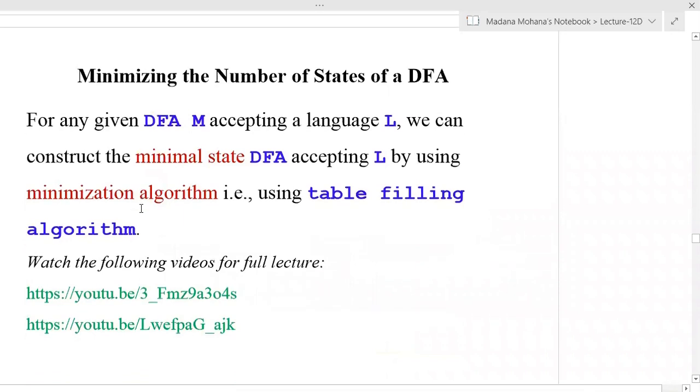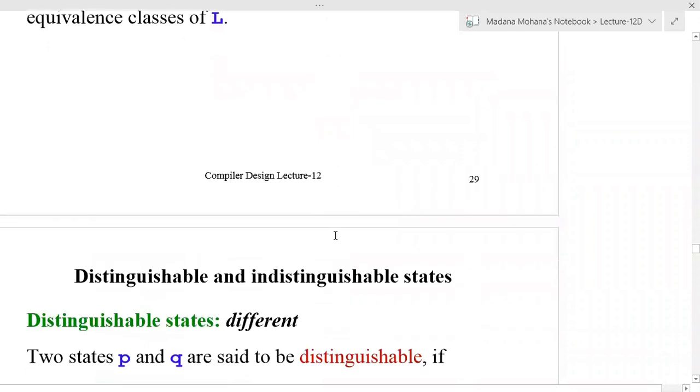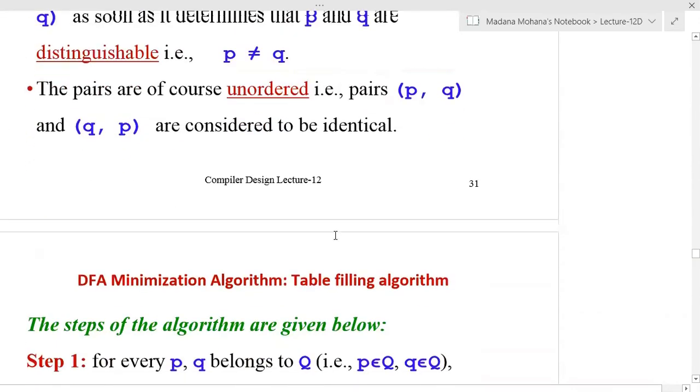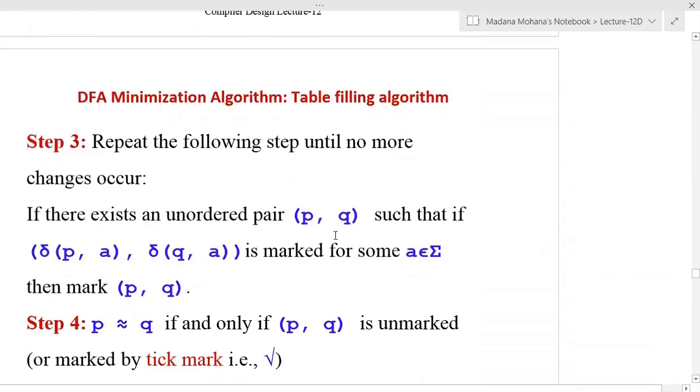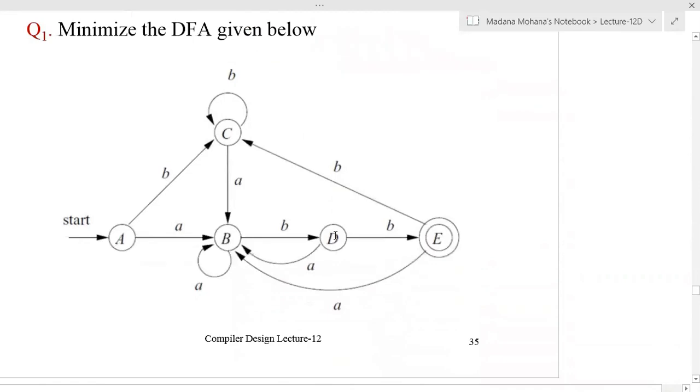So now how to minimize the number of states in a DFA? Here in formal language and automata theory, we discussed the table filling algorithm. The video links are also provided here. You can go through. So using the Myhill-Nerode theorem, by using the table filling algorithm, we'll construct the minimized states of a DFA. The same presentation I have included here.